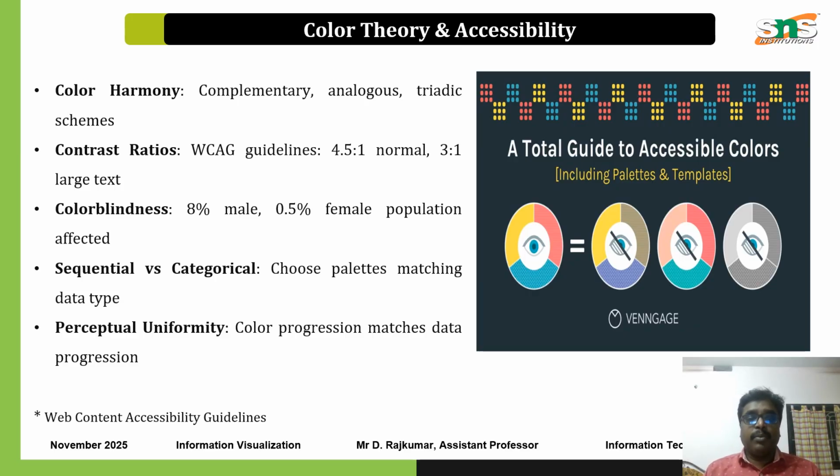Next one is that the color progression should also match the data progression. For example, if we are going to provide some rainfall data, we will have an orange alert, then a yellow alert, and a red alert. This is based upon the color progression. For very high rainfall, we can use a strong red.